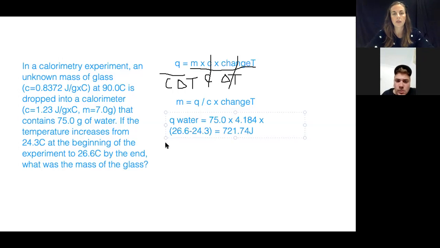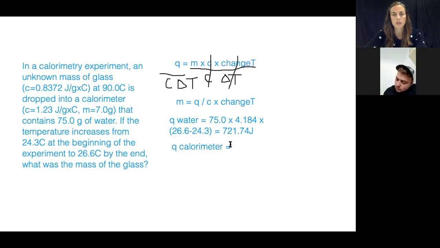Okay, now I need to find Q of the calorimeter. Questions on how we found that one? Yeah, the thing in parentheses right there, where it says 26.6, is that minus 24 or is that just negative 24? It is minus. Because when you do your change in temperature, you do your final temperature minus your initial temperature. Okay.